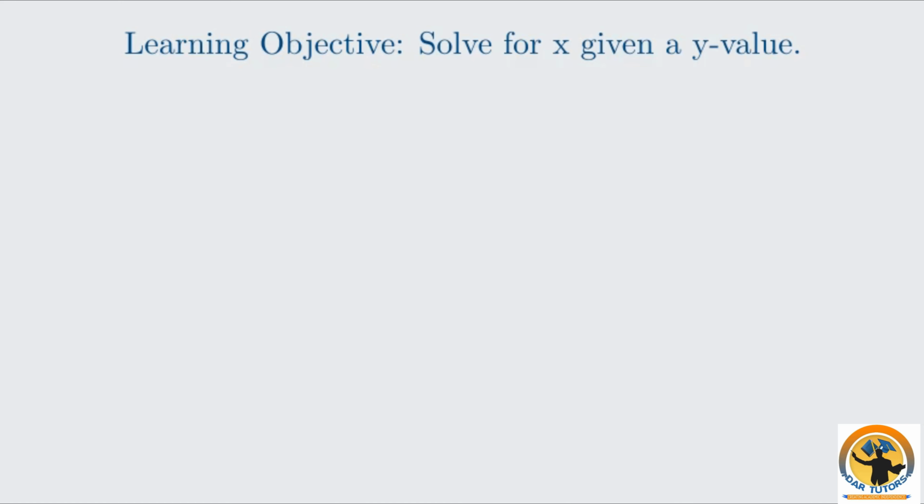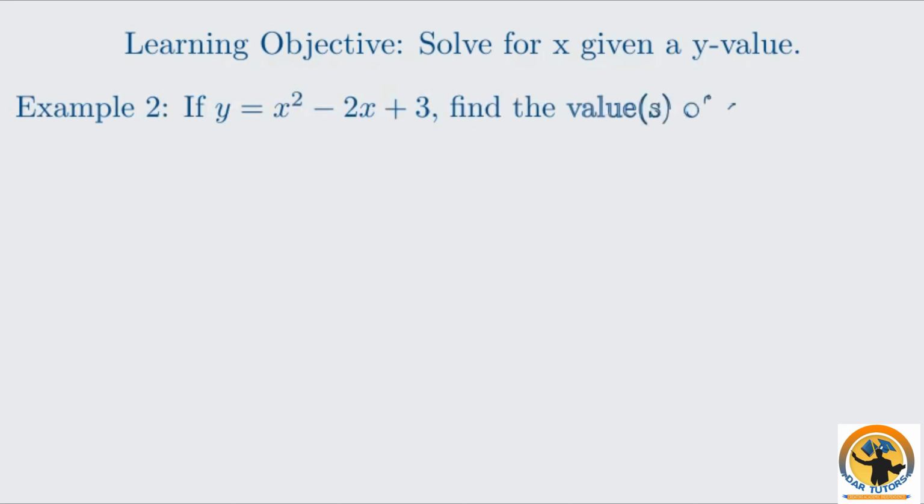A quadratic equation can have 0, 1, or 2 real solutions for x, corresponding to a graph that does not intersect the horizontal line at that y value, touches it at one point, or cuts through it at 2 distinct points. Let's work through an example. Consider the function y equals x squared minus 2x plus 3. We want to find the x values when y equals 2. We substitute 2 for y, which gives us the equation 2 equals x squared minus 2x plus 3.